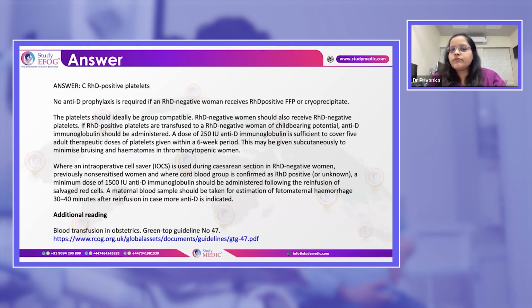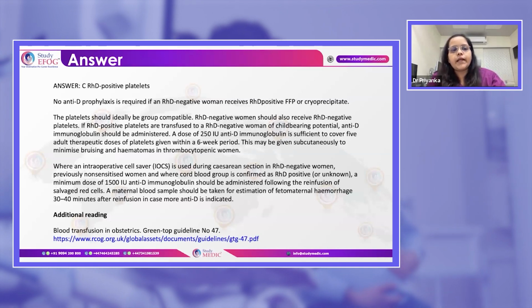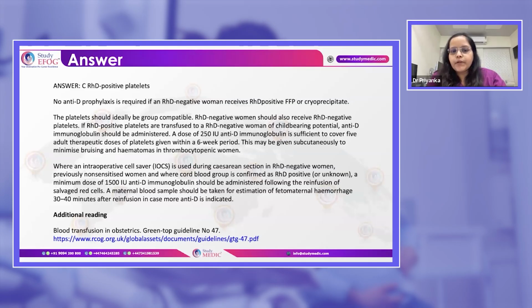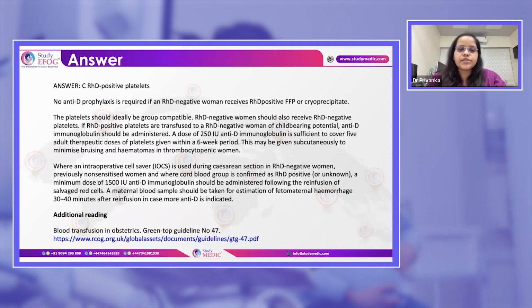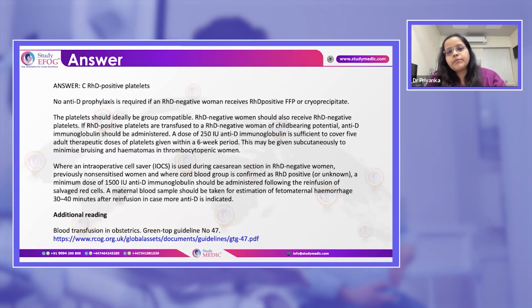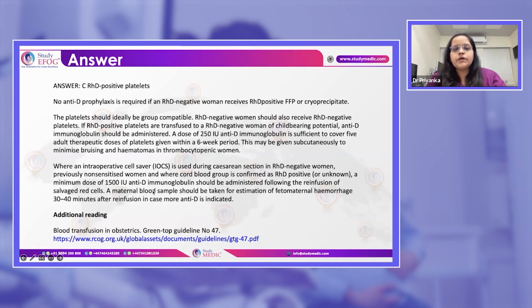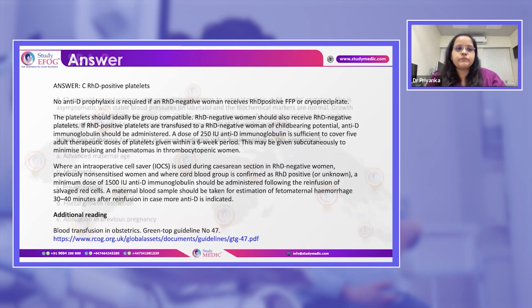Here, a dose of 250 international units of anti-D should be given to cover 5 adult therapeutic doses of platelets within a 6 week period. And when we do intraoperative cell salvage in a non-sensitized woman, the minimum dose should be 1500 international units of anti-D. The maternal blood sample should be estimated within 30 to 40 minutes after the reinfusion, to see if we need more anti-D.